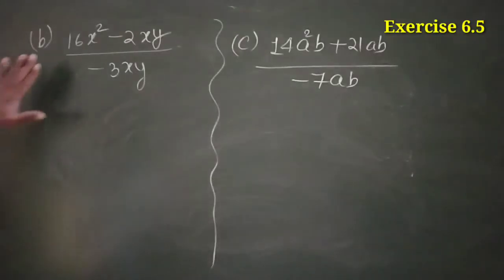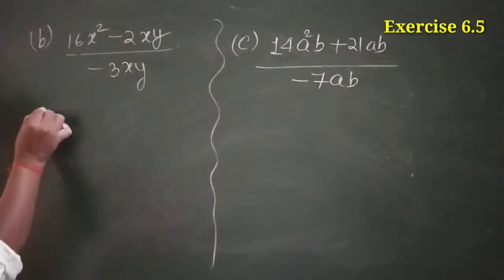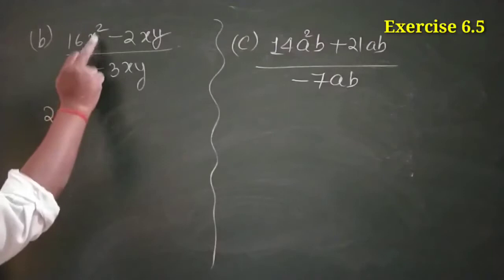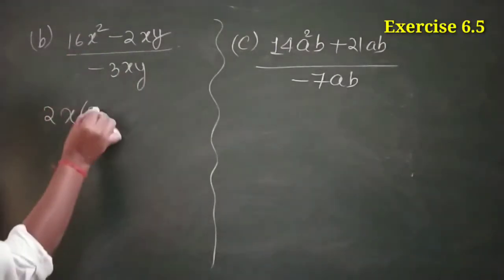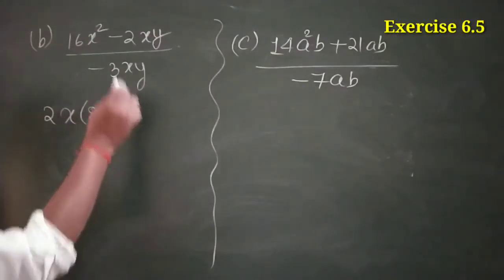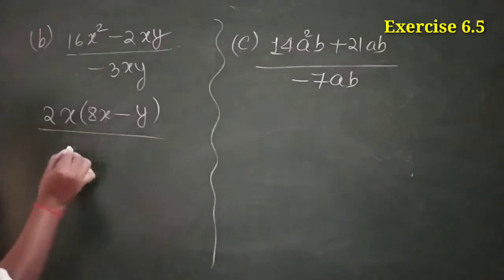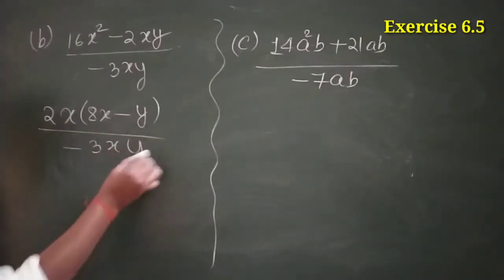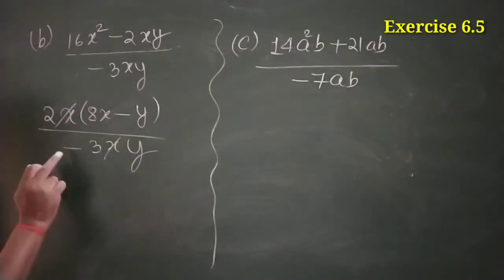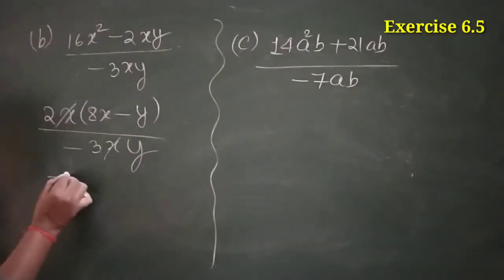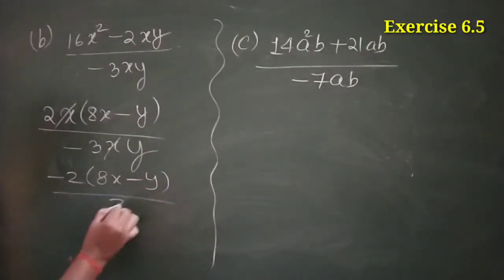Okay students, now see part B. In part B, what is common? From numbers we can take out common 2, and from alphabets x square and x, so we can take out x. 2 8s are 16, 1x will be here, 2 is outside, 1x is outside, y upon minus 3xy. x is cancelled by x. Now nothing is getting cancelled, so the answer will be: this minus sign will come in the numerator, minus 2(8x minus y) upon 3.